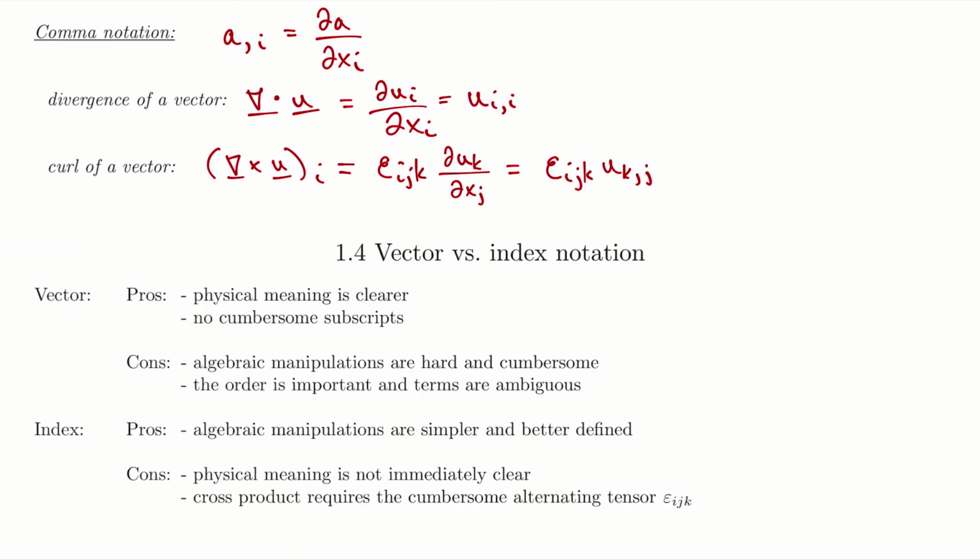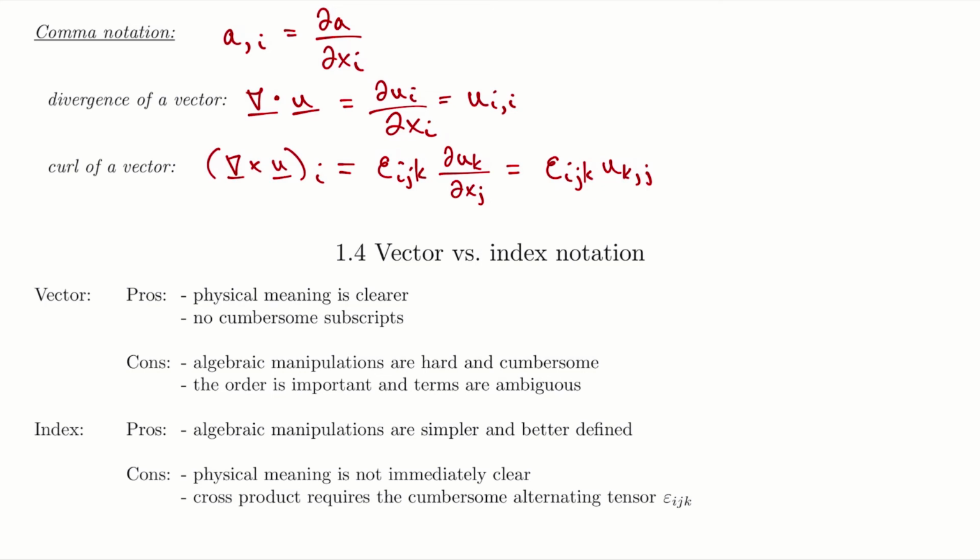And now I think it's important to chat about some of the pros and cons of vector notation and index notation. So the nice thing about vector notation is the physical meaning of it tends to be clearer. We can sort of see immediately what it means, right? And there's no cumbersome subscripts. But the cons are that the algebraic manipulations are hard and cumbersome. We've seen how much more simple it can be to write the algebraic manipulations with index notation. And the order is important, and terms can sometimes be ambiguous, right? Because the order of the term in the equation matters, right? You have to keep track of that.